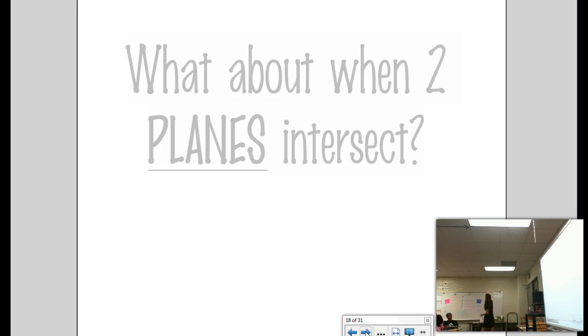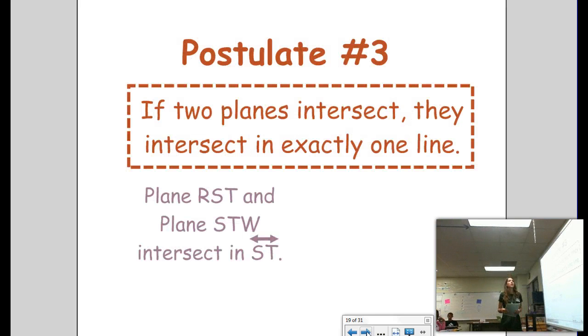If you put crown molding on a room, that would represent a line. Very good. So when 2 planes intersect, you get 1 line. If 2 planes intersect, they intersect in exactly 1 line.